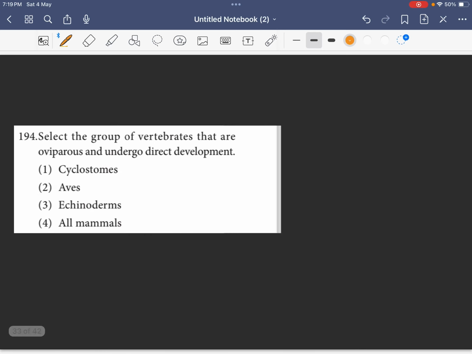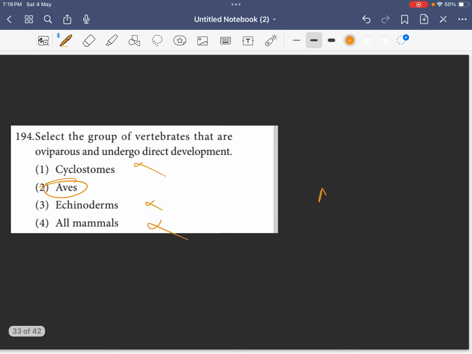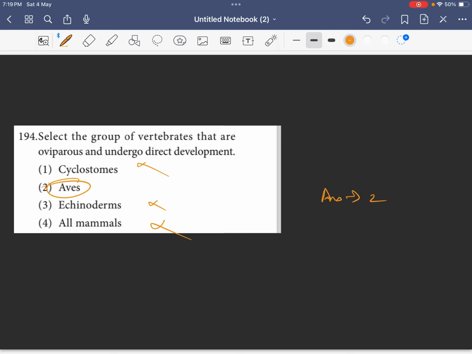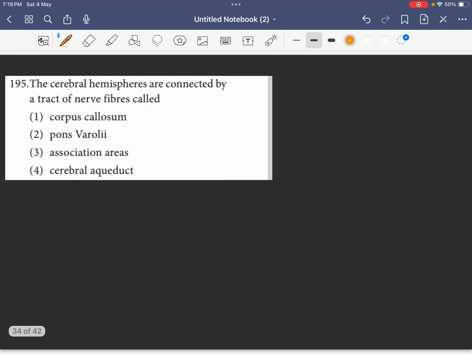Select the group of vertebrates that are oviparous and undergo direct development. Direct development is seen only in Aves, birds, right? Cyclostomata, echinoderm, all mammals, no, false. So your answer is 2. The cerebral hemispheres are connected by a tract of nerve fibers, which you call the corpus callosum. So answer is 1.